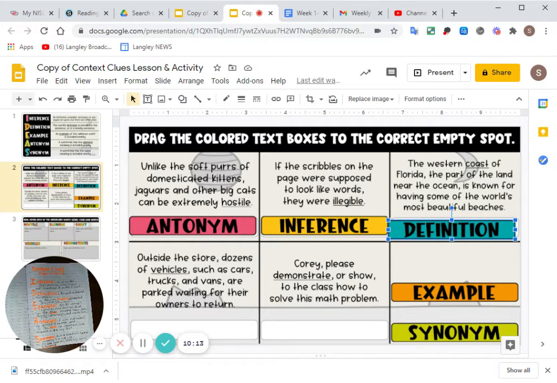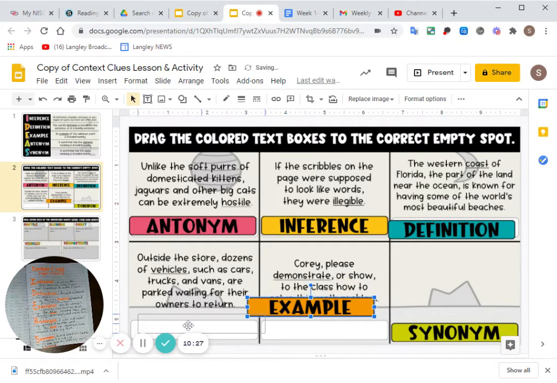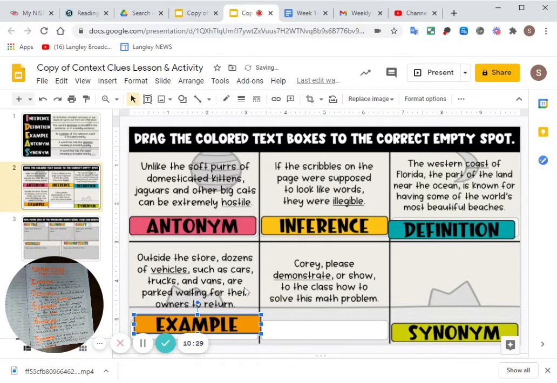A vehicle is anything that helps us get around, or things that we use to get around. Cars, we use them to take us to school. Trucks, vans, bicycles, skateboards, anything like that, that's a vehicle. So it seems that the author is giving us examples of vehicles to help us figure out what that word means.